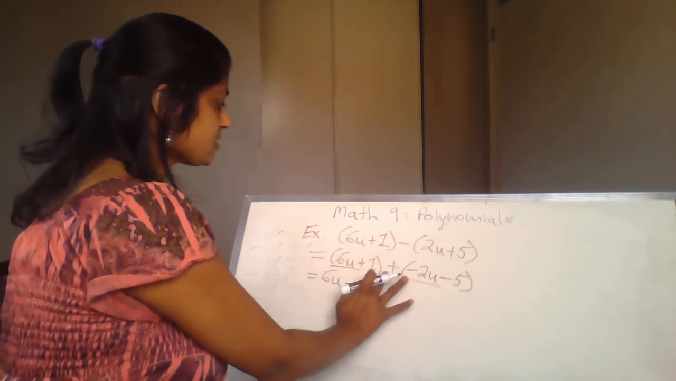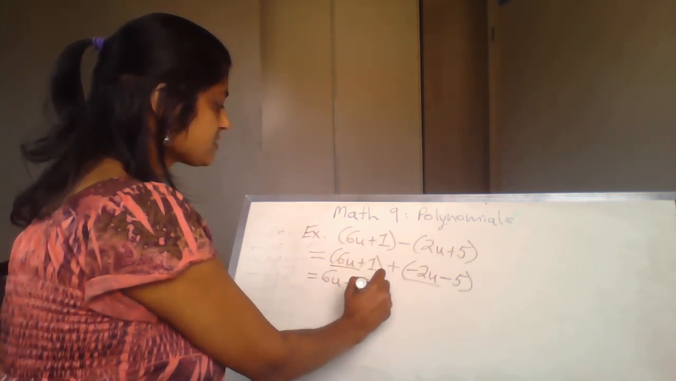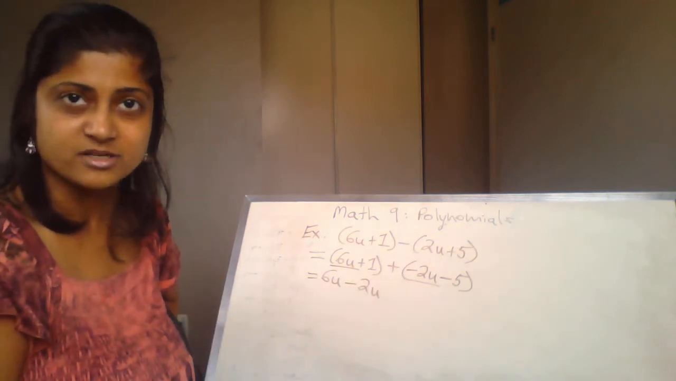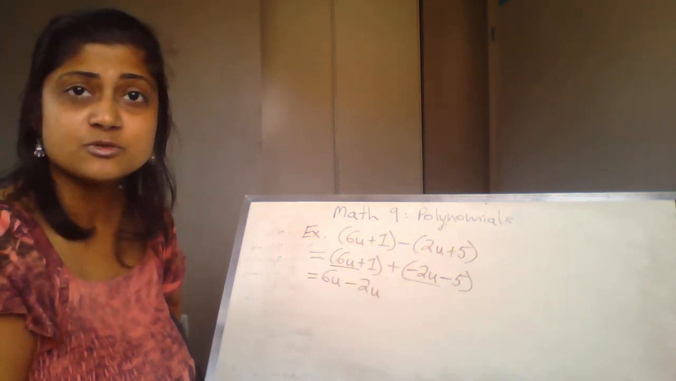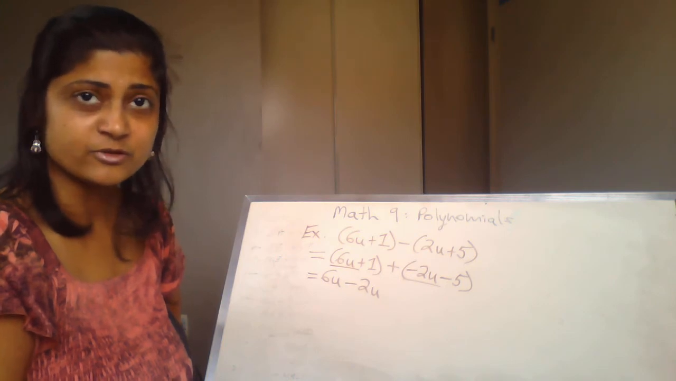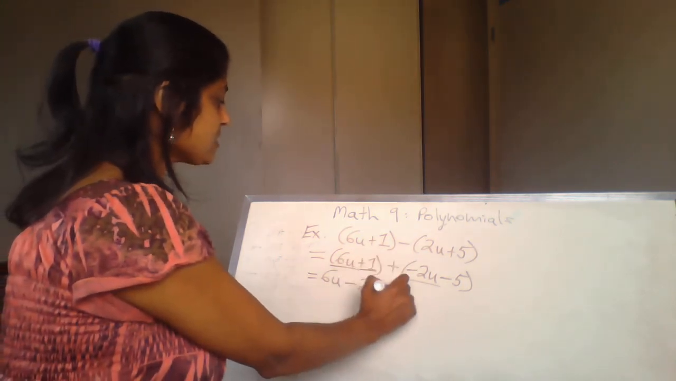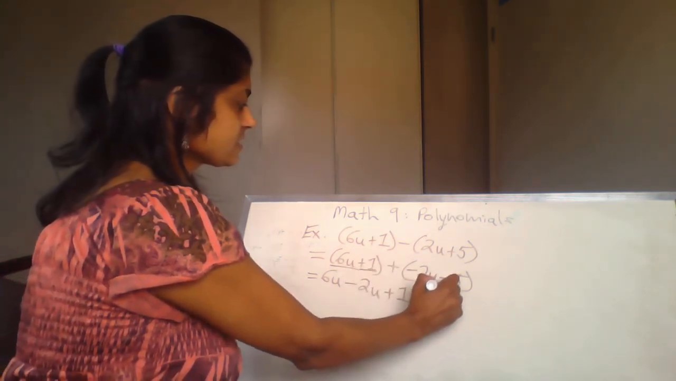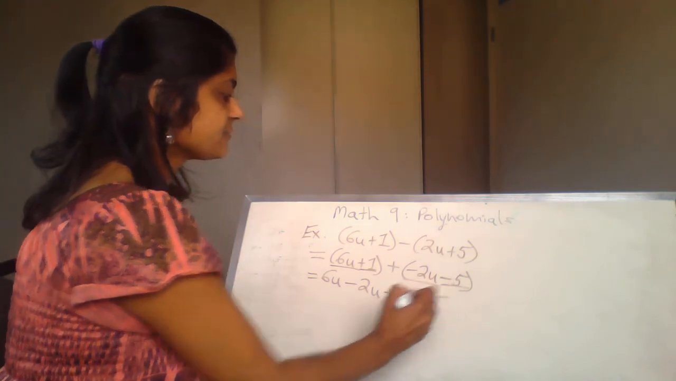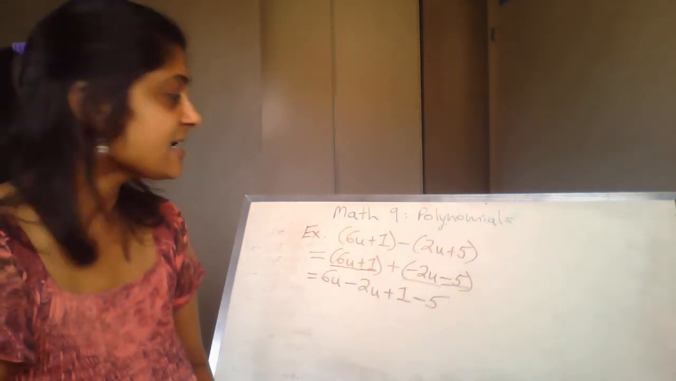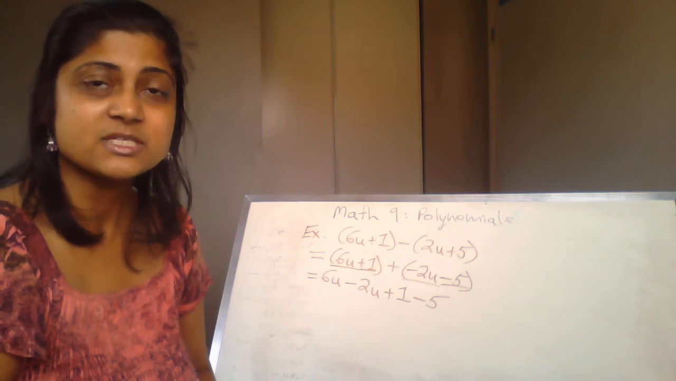okay? So let's not underline this. I'll just put minus 2u because that's the sign that is in front, okay? And again, don't put two signs or the teacher will take off a mark for that, okay? I have plus 1 minus 5, all right? And I have to make sure I do this step in between, okay?